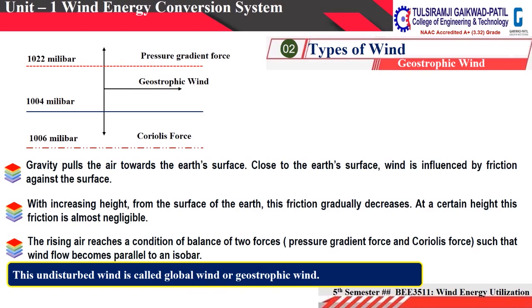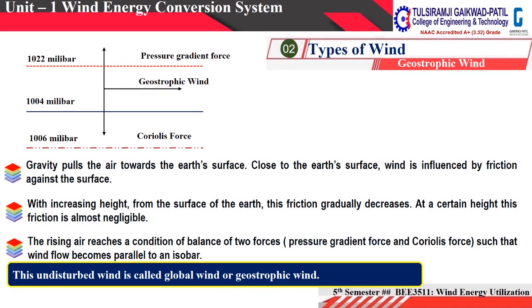Let us understand the second type of winds, that is the geostrophic wind. When we talk about the geostrophic wind, let us understand the geostrophic behavior first. Here you can see with the help of this picture, it should be 1002 millibar. The pressure gradient force and the Coriolis force, these two forces are responsible for the geostrophic wind.